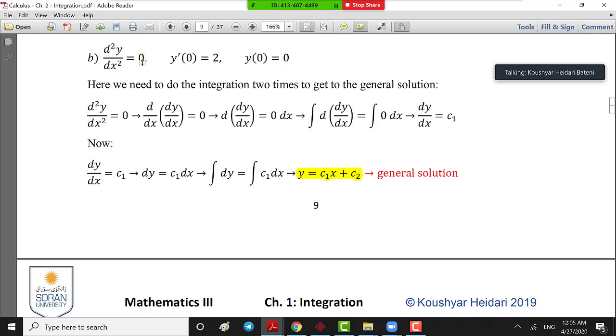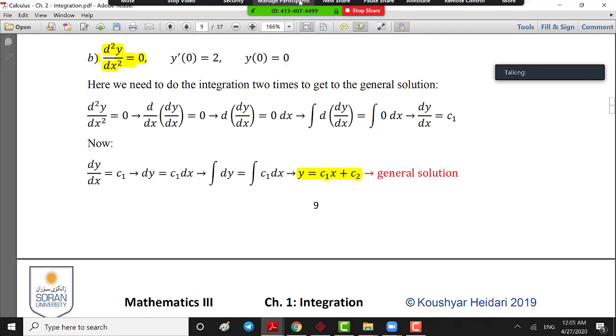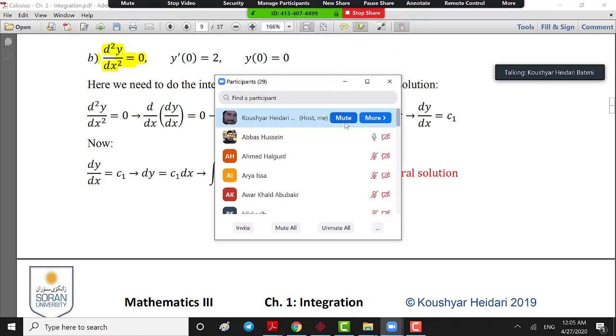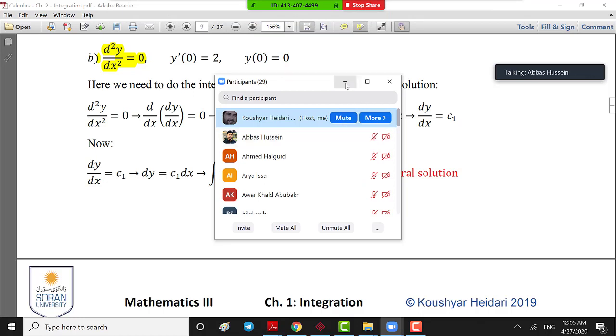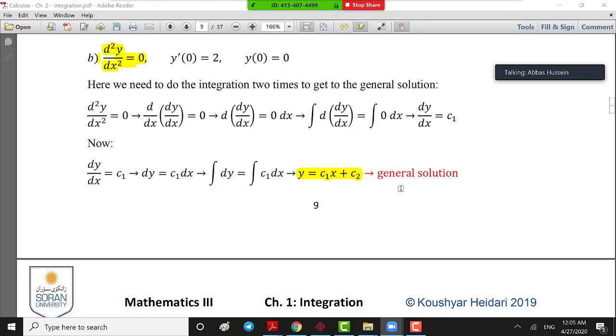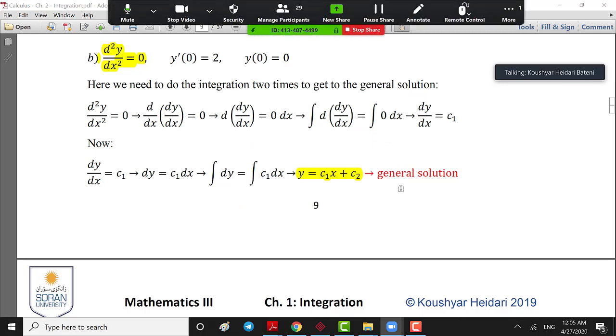Notice one thing that is very important here. The order of differentiation of y with respect to x here is equal to what? It is equal to 2. What is the number of undetermined constants that we have in our general solution? It is also 2, right? So, I'm going to give you a generalization here.